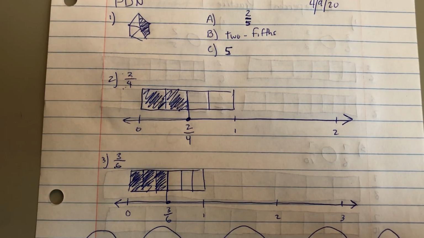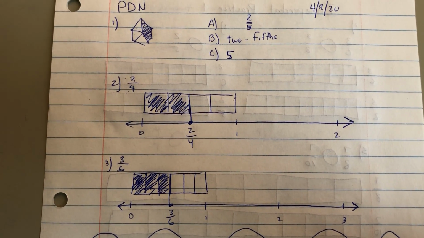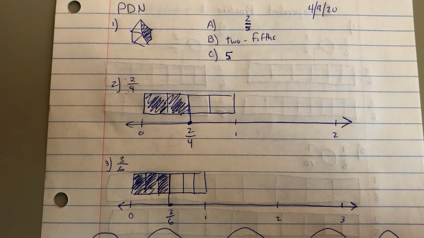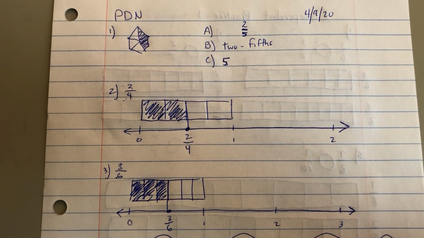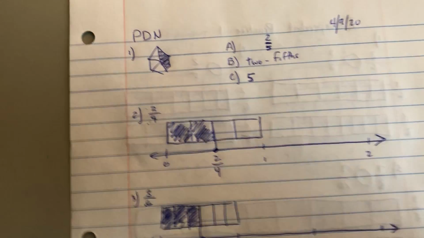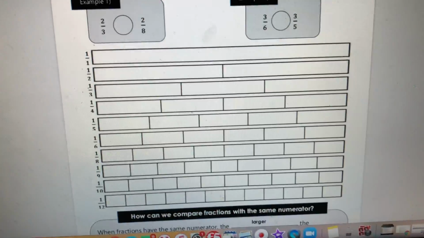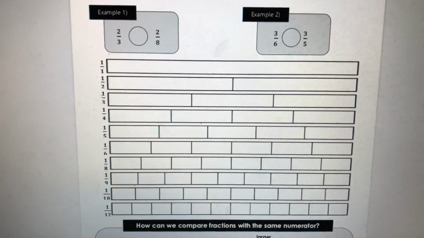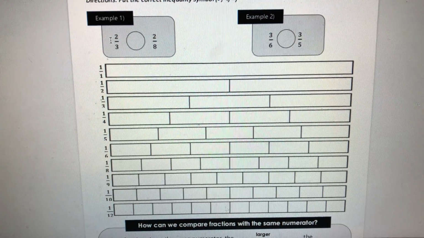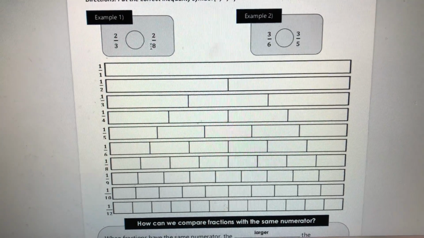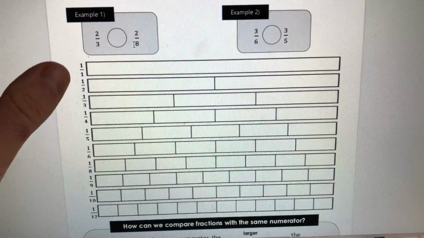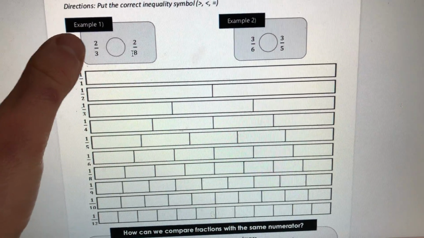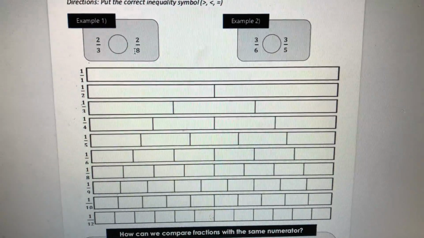Today we're going to be talking about comparing fractions like yesterday, but instead of comparing fractions with like denominators, we are going to be comparing fractions with the same numerator. So we're going to look at these examples here on this page. The first example is 2/3 and 2/8. I'm going to fill in my bar models here to compare these fractions with the same numerator.